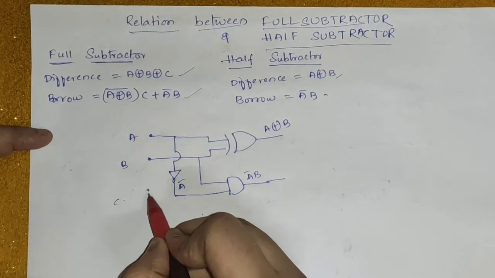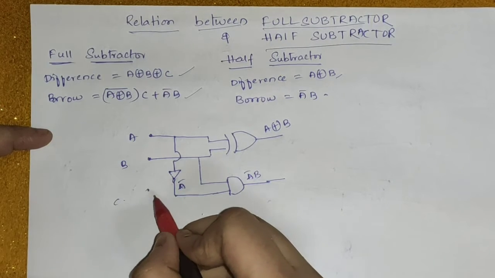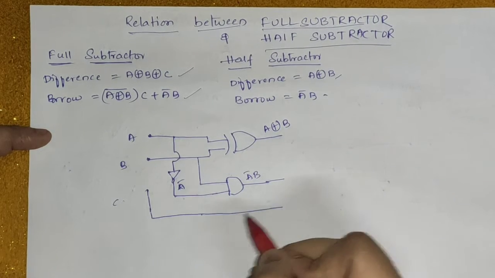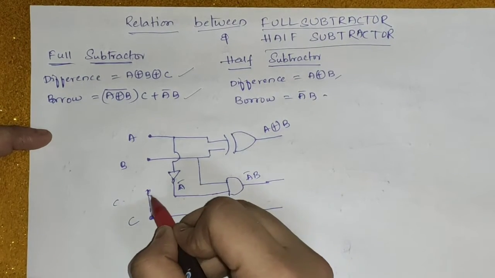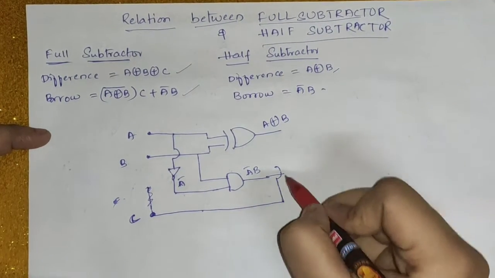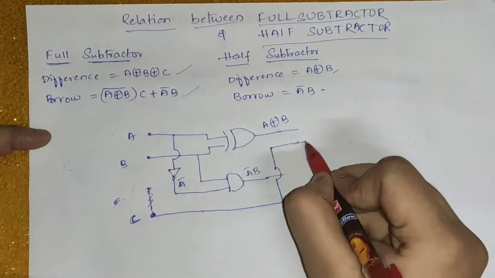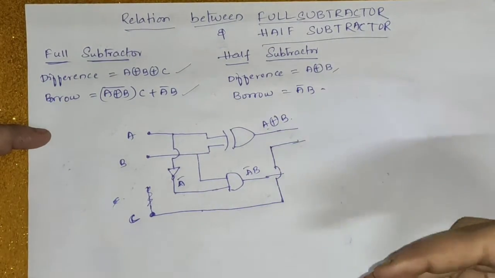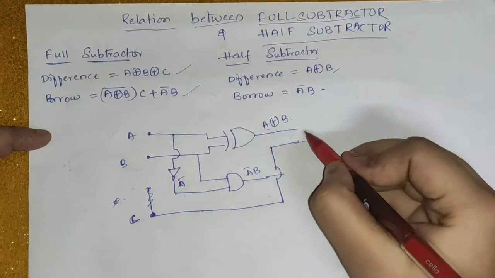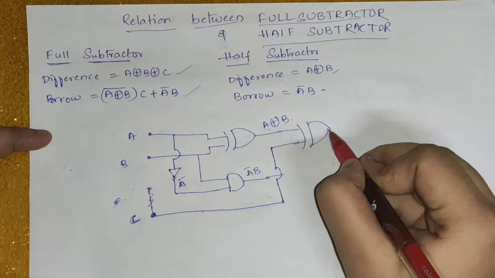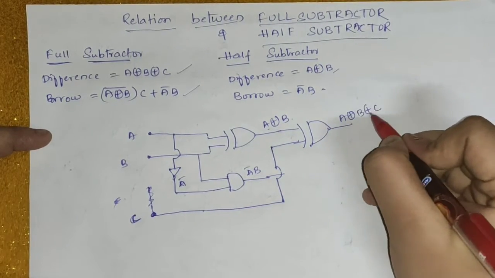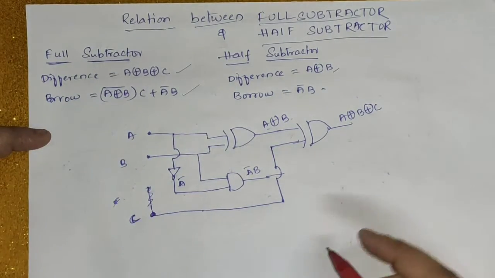Now take the input c. Let us take it from here for better understanding, let us take this c as an input. If we construct the XOR gate between a XOR b and c, we will get a XOR b XOR c, which is nothing but the expression for the difference in full subtractor.